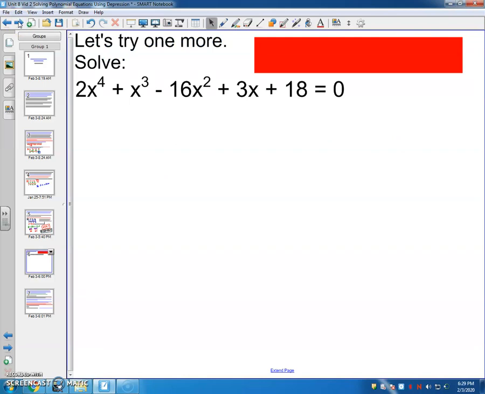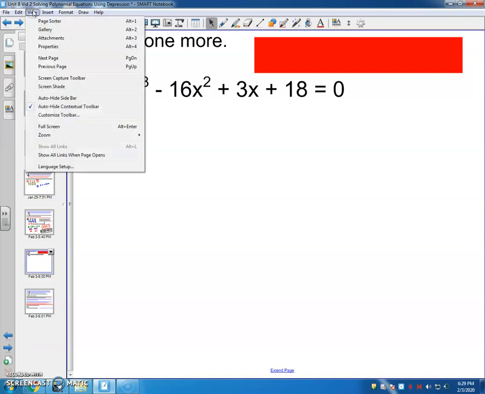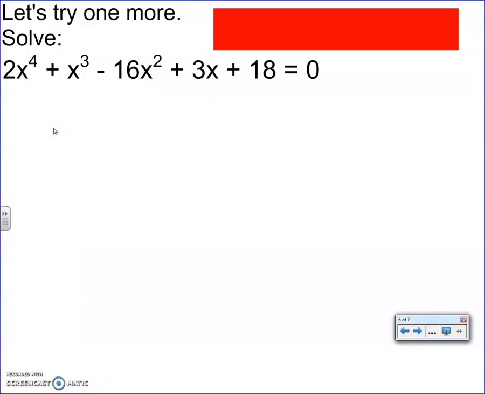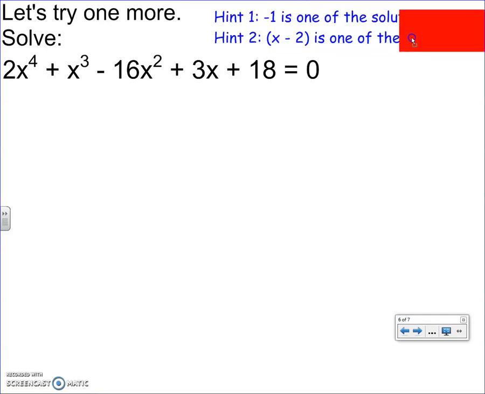So solve this. Now, it's not so obvious to factor, but let's see, it is degree 4. I have to do depression twice to make it quadratic. So we have to do depression 2 times. Nice thing right here is they give some hints. It says -1 is one of the solutions, the factors. So we know one of the answers.